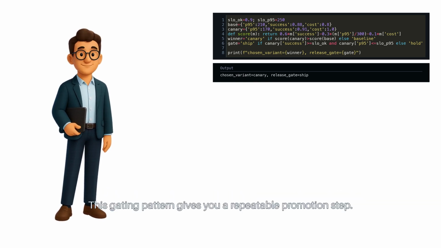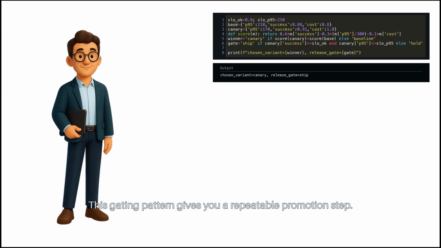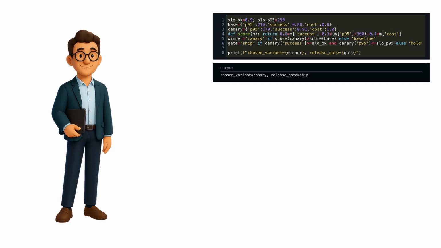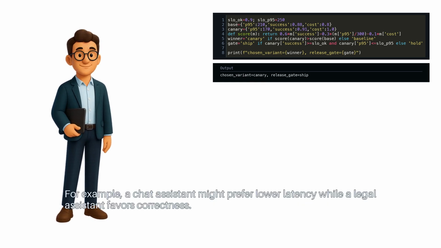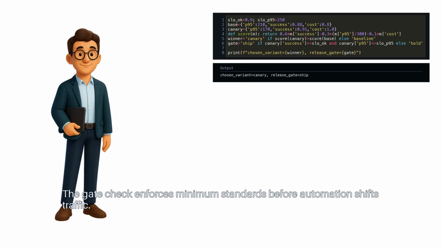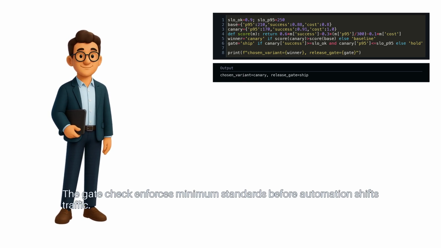This gating pattern gives you a repeatable promotion step. You can tune the weights to match your product priorities. For example, a chat assistant might prefer lower latency, while a legal assistant favors correctness. The gate check enforces minimum standards before automation shifts traffic.